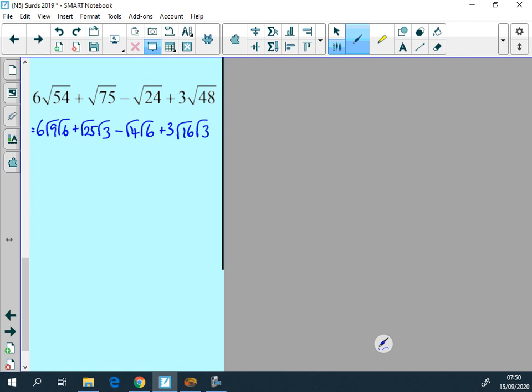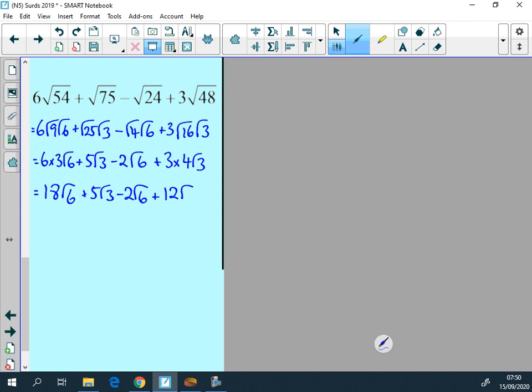Now, the more that you see these, the more you'll start spotting the squared numbers and the ones that you want to be dividing by. And it is just a lot of cases, the more practice you get, the quicker you'll be at spotting these. So I'm going to have 6 times, now the square root of 9 is 3, root 6, plus 5 root 3 minus 2 root 6 plus 3 times 4 root 3. So I'm going to have 18 root 6 plus 5 root 3 minus 2 root 6 plus 12 root 3.